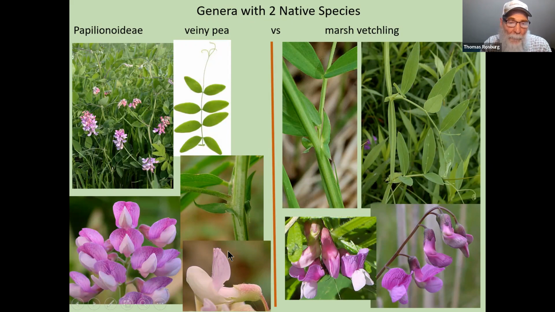And then finally, I put a picture in here of the calyx. This is the calyx. The calyx in veiny pea is pubescent, is hairy. There's some hairs right down on here. Hard to see those, but they're there. And the calyx over here is glabrous.